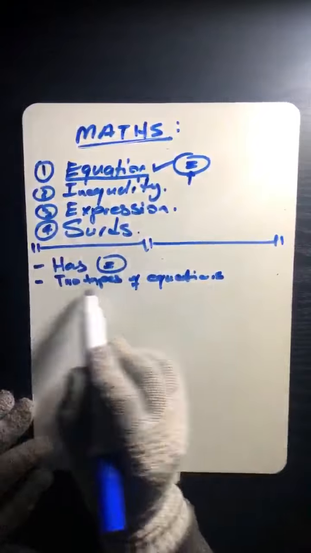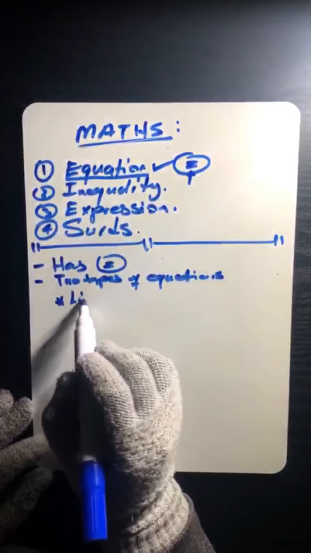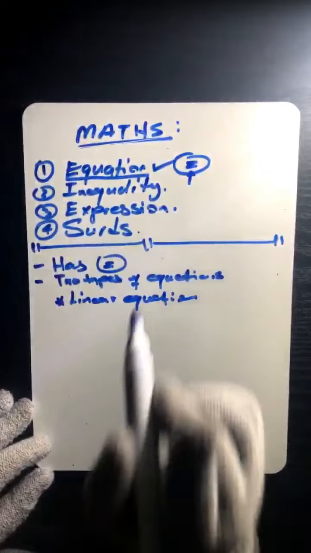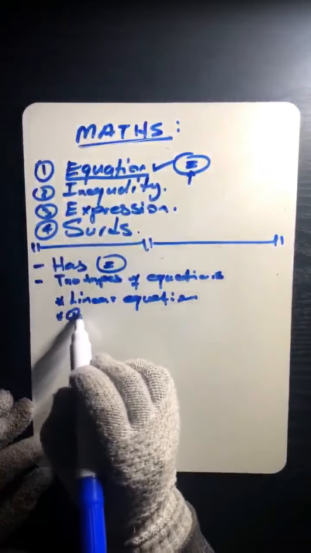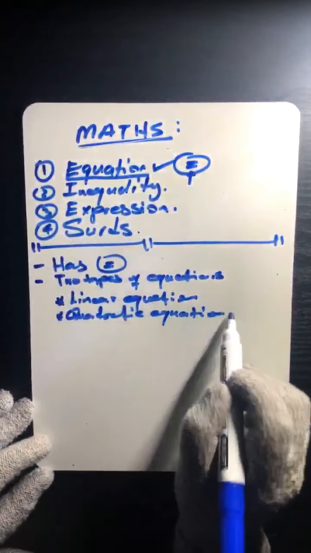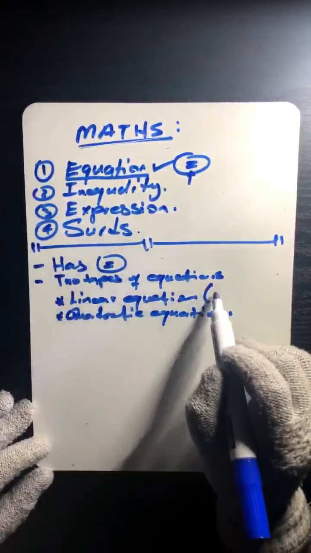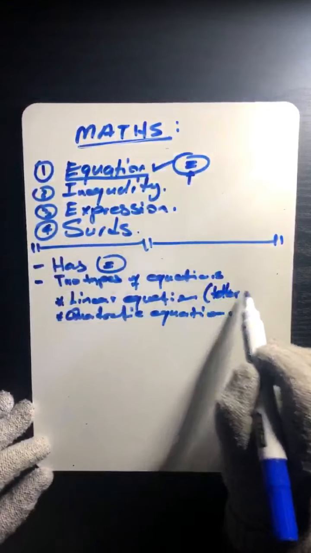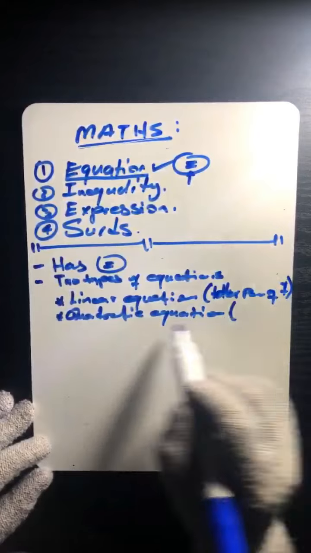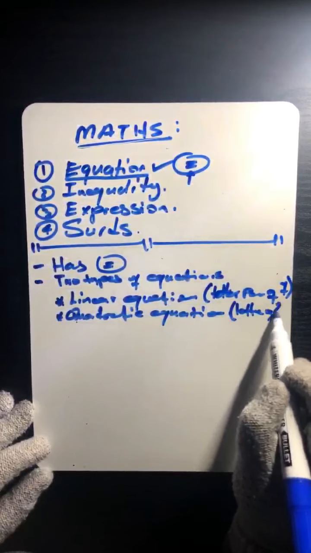Okay, so we have two types of equations. The first one is what we call a linear equation. The second one is what we call a quadratic equation. How do you notice a linear equation? That's when a letter is to the power of 1. And a quadratic equation is when a letter is to the power of 2.